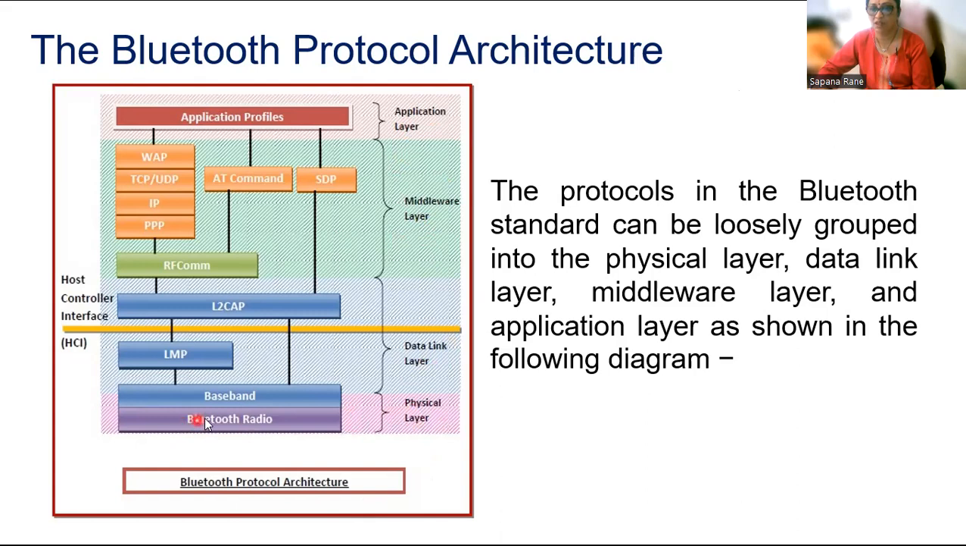So physical layer, what does it consist of? Bluetooth radio and baseband. Data link layer, what does it consist of? LMP and L2CAP. And middleware, what does it consist of? RFCOMM, and AT commands are also there. SDP is there, WAP is there, PPP, IP, TCP, UDP. So all these layers are present there. And the last layer obviously contains the application profile. So let us see this one by one.